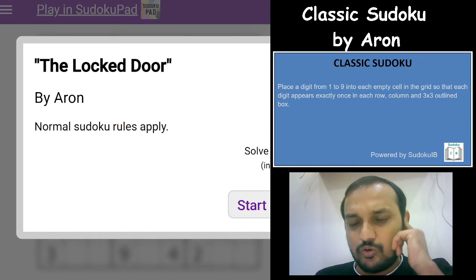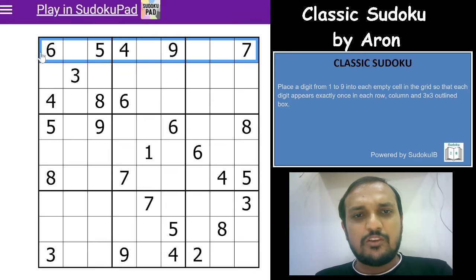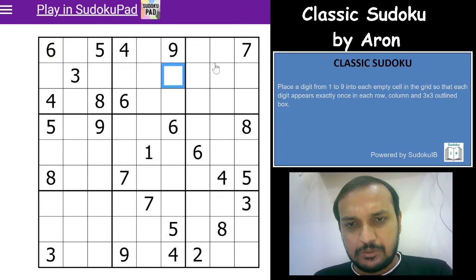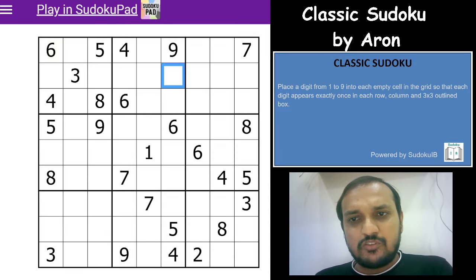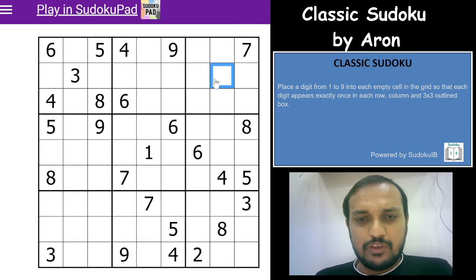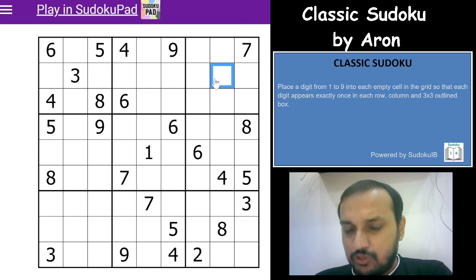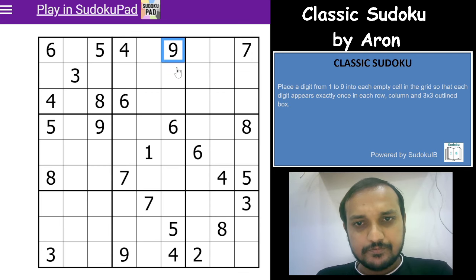And coming back to this Sudoku, as I said, it's a classic Sudoku. Classic Sudoku rules apply. You need to place digits from 1 to 9 in each row, each column, and 3 by 3 box without repetition, right? So the name of this Sudoku is The Locked Door by Aron. So let's see where we start. I've already solved this Sudoku, so yes, I know the logic for this Sudoku. It's really amazing. So let's see if we are able to solve this or not, right?